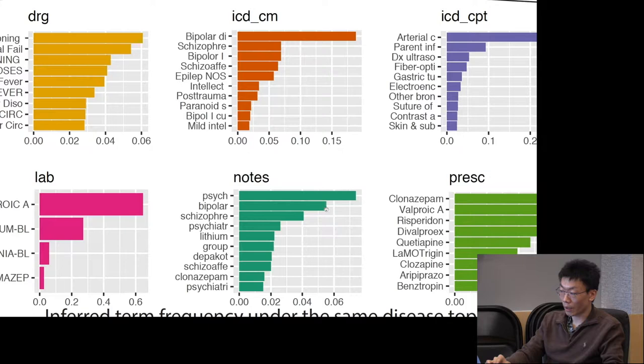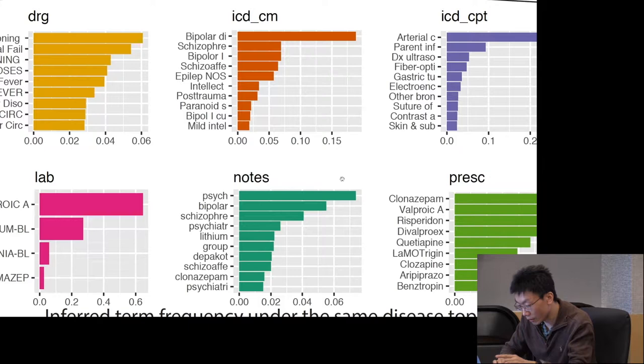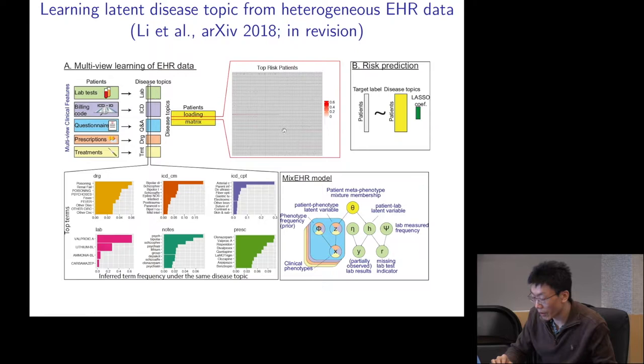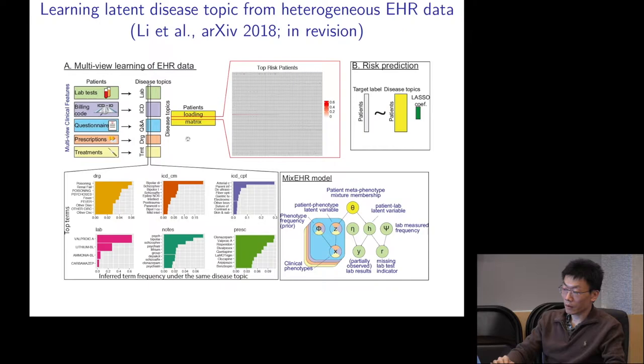And then in terms of prediction, because we're learning this table and this table simultaneously, this yellow table is essentially the risk of a specific group of patients belonging to this topic. Now suppose we know this topic is associated with psychosis. Now we can look at the score of this patient and pick up the patients with the top scores, which are the patients that have a high risk of belonging to this psychosis topic.